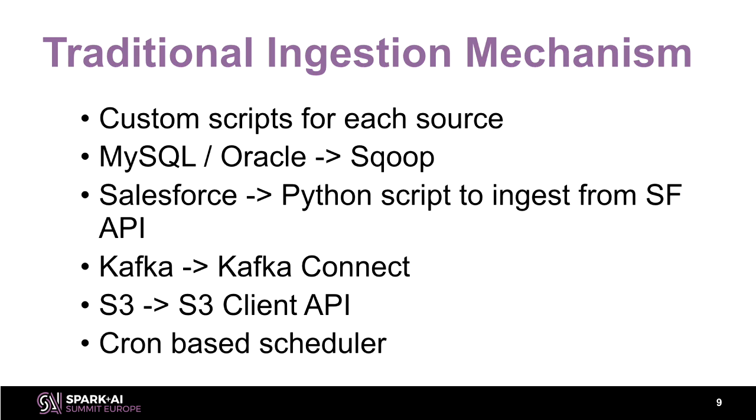And then for Salesforce, you might use some kind of Python scripting to connect to the Salesforce API and get data, and then dump it to the Hadoop Data Lake. For Kafka, Kafka Connect is one of the options to dump data from Kafka to, you can say, the Hadoop Data Lake, and S3 may have its S3 client API. So these are different mechanisms for some of the sources. Similarly, other sources will have their own mechanisms.